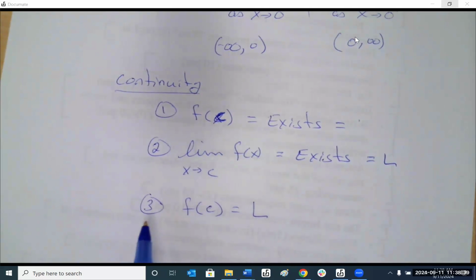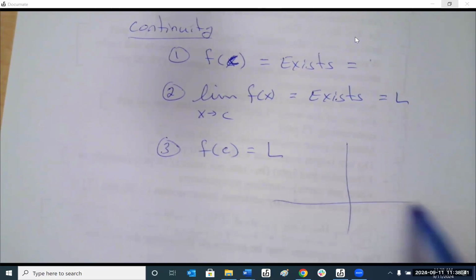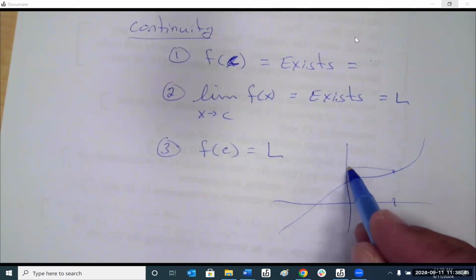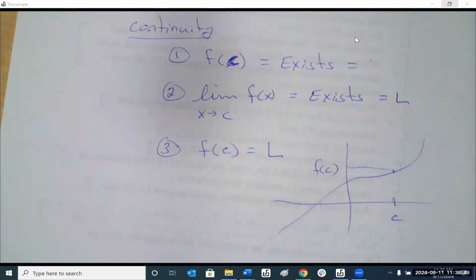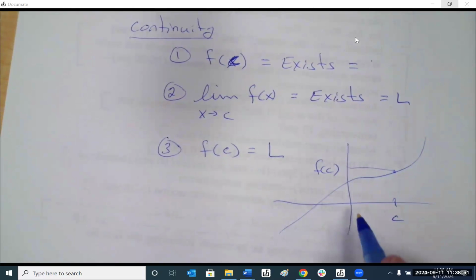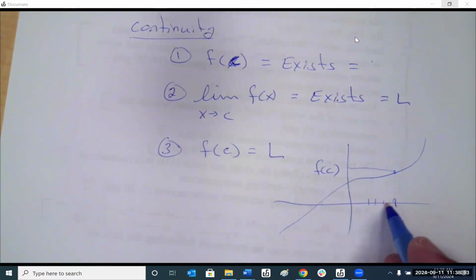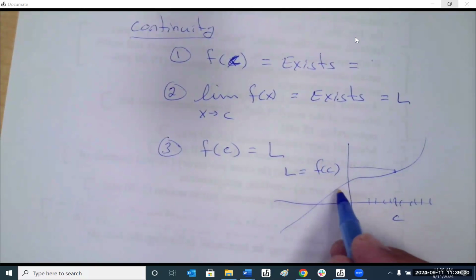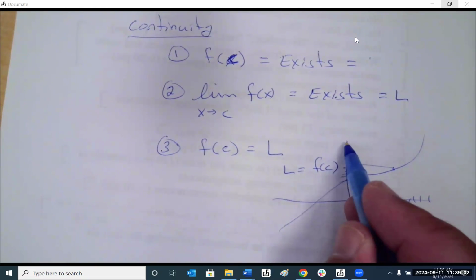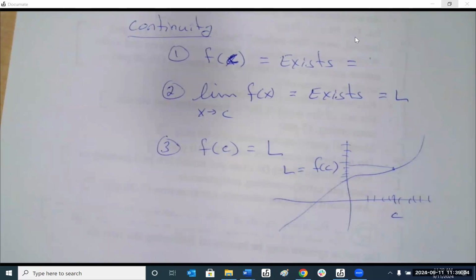So given any curve, we have a value C. That value must exist. The limit, as we get closer to C, has to exist. This has to be L. So as the function gets closer and closer and closer, it approaches the same value. That's how we define continuity.